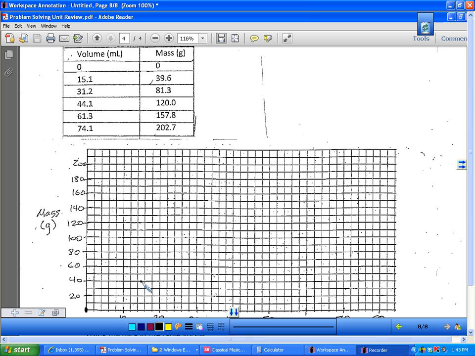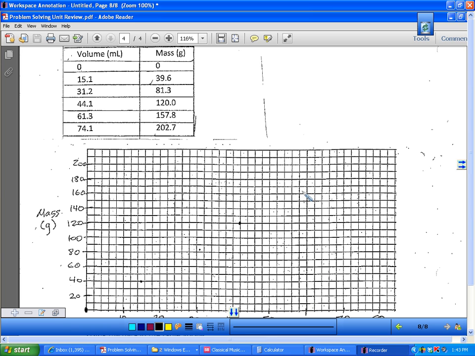And then it's going to be 31.2, which is right in here somewhere for the volume, and the mass is 81. So if I can follow without messing up, there's 70, there's 81, so that's about right there. And then 44, well there's 40, 42, 44, and I want to go to 120. Looks like one more. And then 61. 60 is right here, so 61 is a little past that, and I want to go up to 157.8.